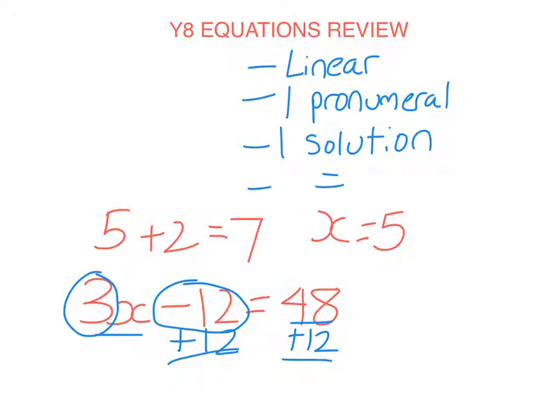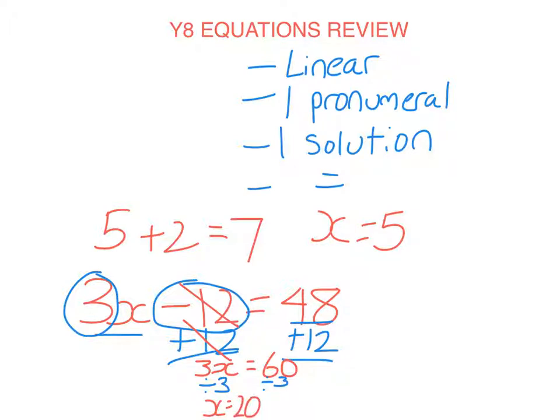So if I add 12 to both sides, negative 12 plus 12 just cancel out, equals 0, and I'm left with 3x equals 48 plus 12, which is of course 60. So I've got 3 times x equals 60, and I'm going to undo timesing by 3 by dividing by 3, and if I divide this side by 3, I must also divide the other side. So I'm left with x, and 60 divided by 3 is 20. My solution is x equals 20.